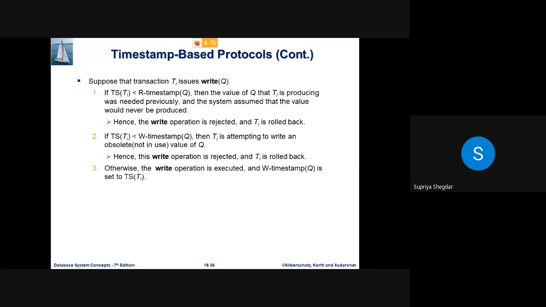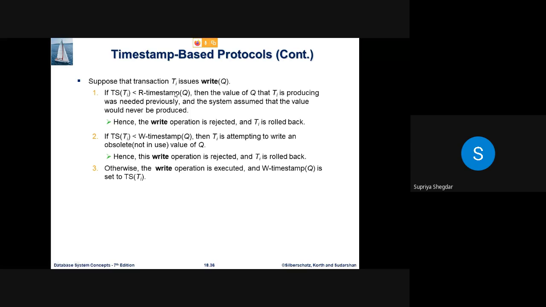Okay, so in this case also the write operation is rejected and again the transaction is rolled back. Otherwise, if the above two cases are not there, then the write operation is executed and the W timestamp is set to TS of Ti. Means the updated W timestamp is set to the timestamp of the transaction. Okay, understood? So these are the conditions for the transactions to execute the write operation.